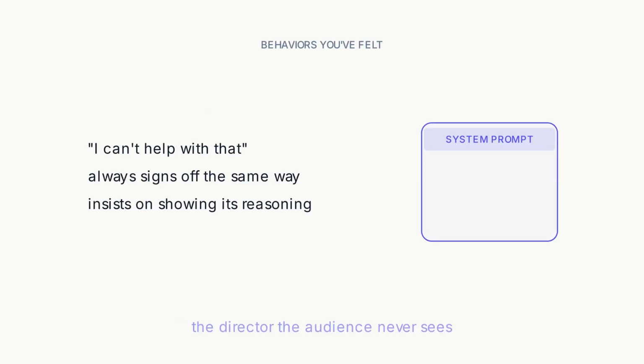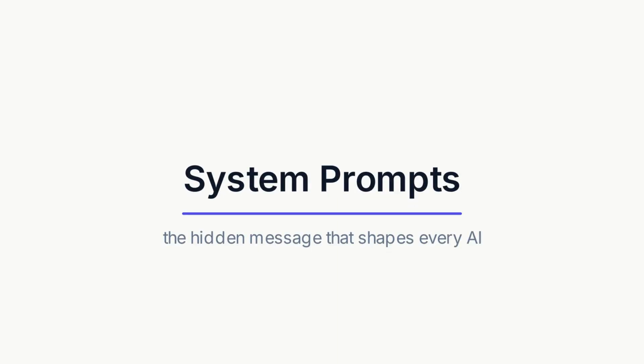When an assistant politely refuses a request, or always signs off the same way, or insists on walking you through its reasoning, that's rarely the model deciding on its own. That's the system prompt pulling the strings from behind the curtain. The director the audience never sees. So today, let's pull it into the light. What's inside a system prompt, why it matters so much, and how to write a good one. Let's build the whole thing piece by piece.